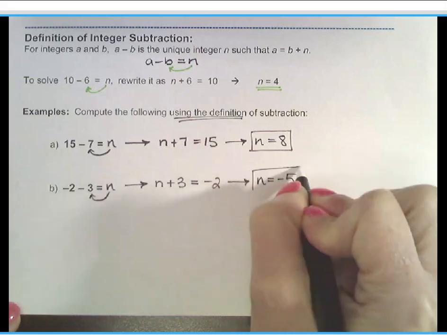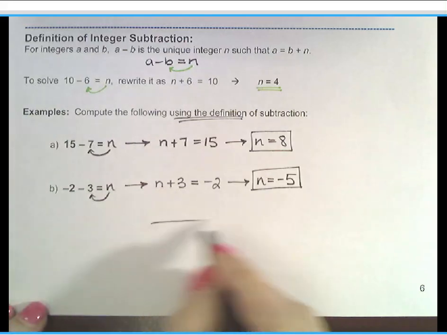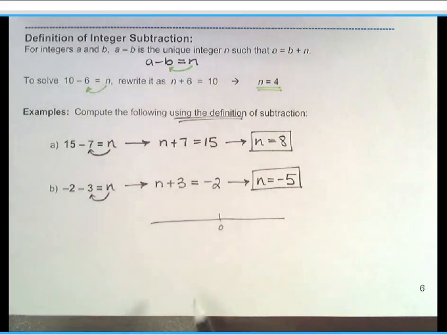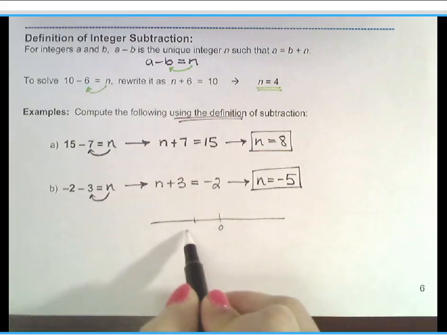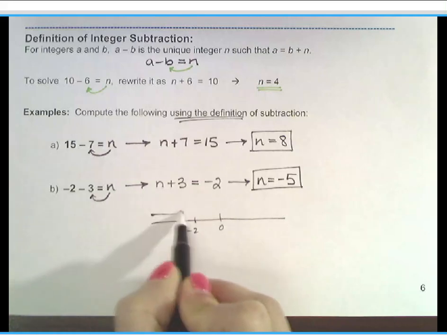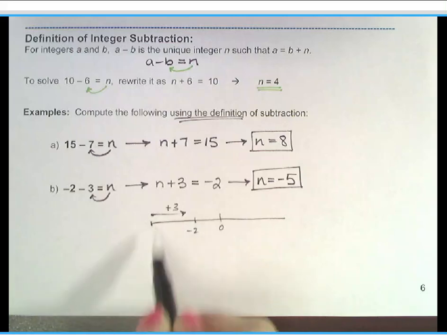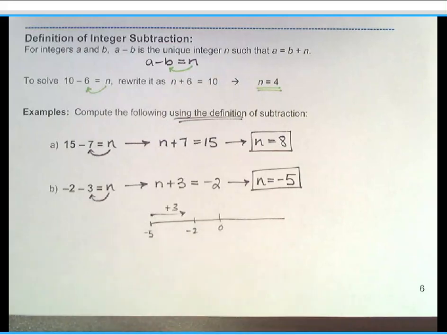You could also think about it, if you didn't like my money example, as a number line. You think about where you would have to be on a number line so that when you add 3, or you move to the right 3, you end up here at negative 2. So that means you'd have to start back here if you're going to add 3 and end up at negative 2. So that would put you back here at negative 5. So you can think about it as a number line also.